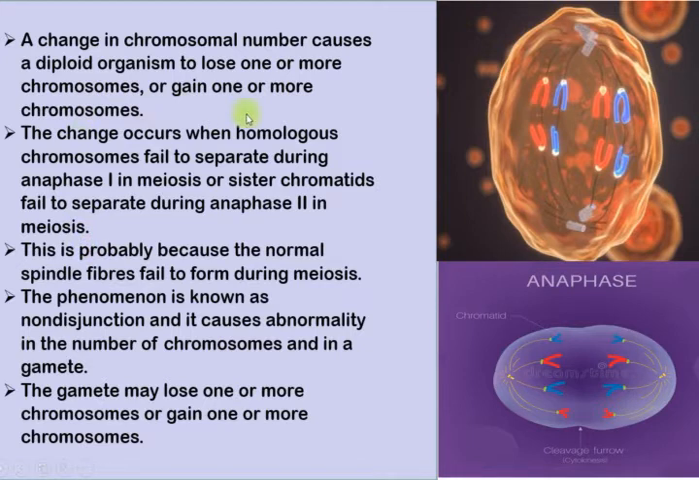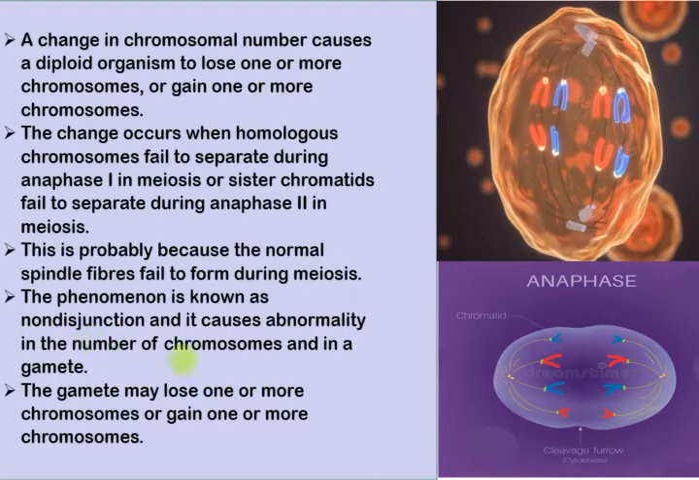Actually, we already discussed this in chapter 11. I hope there is no problem on that. This is probably because the normal spindle fibers fail to form during meiosis. This phenomenon is known as non-disjunction. What is non-disjunction? When the homologous chromosomes fail to separate during anaphase 1 in meiosis, or the sister chromatids fail to separate during anaphase 2 in meiosis.